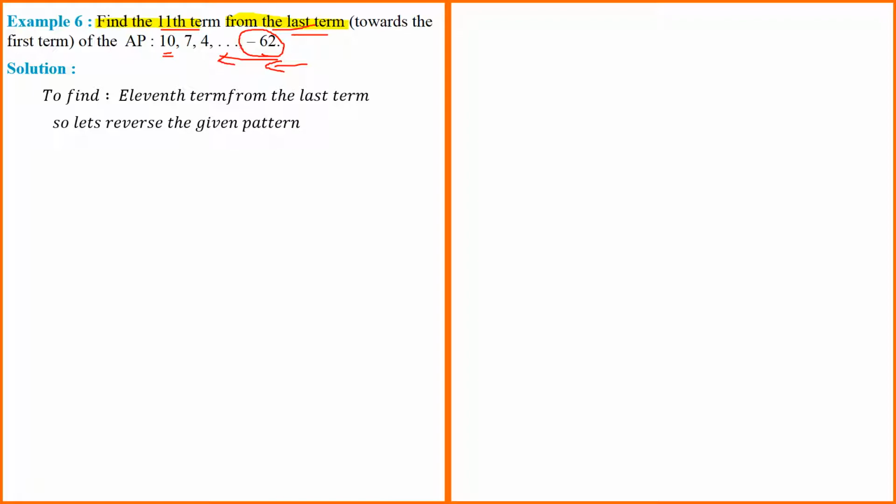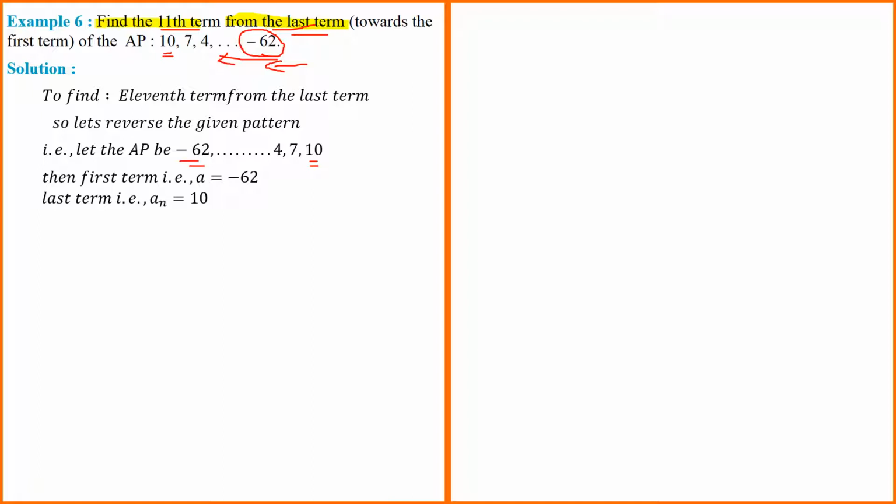So let us reverse the given number pattern, that is, minus 62 be the first term and 10 be the last term. Now the value of a is minus 62, the value of an is 10, and the value of d is 3. How come? It's 10 minus 7, or 7 minus 4. Sir, here we have no numbers, but how? Yes, the value of d is nothing but any number minus the previous number. So it's 10 minus 7, which is 3.